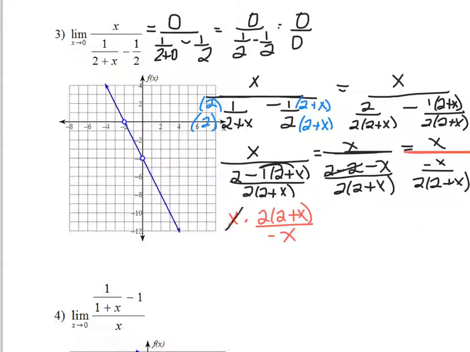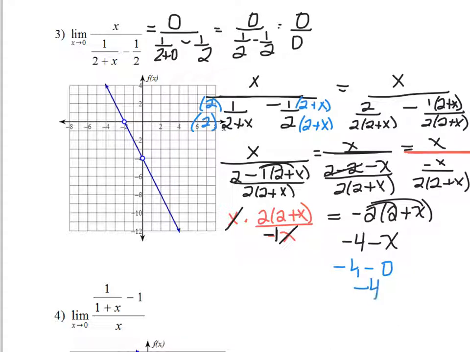And I can cross off this x with this x. So I'm left with 2 divided by negative 1, which is a negative 2, times 2 plus x. And I can distribute, so I get negative 4 minus x. So now let's take the limit as x approaches 0. Let's sub in our 0 and see what happens. So what is negative 4 minus 0? Nothing other than negative 4.